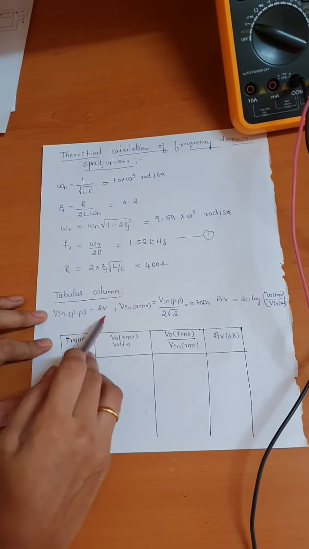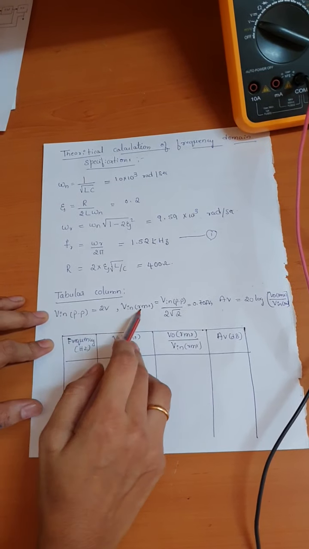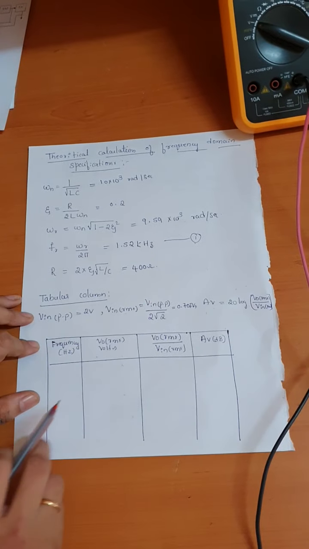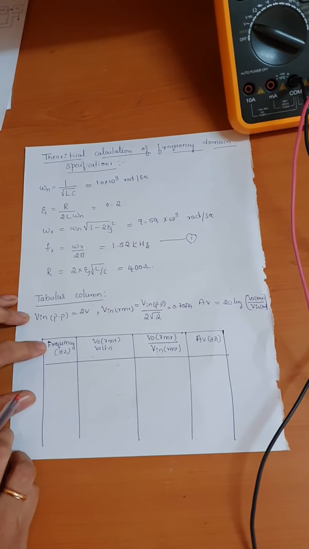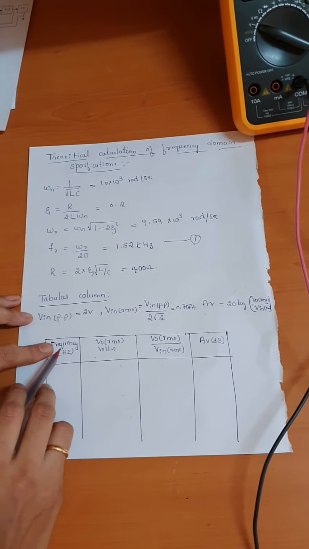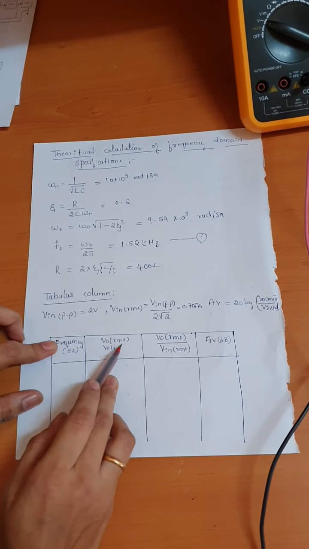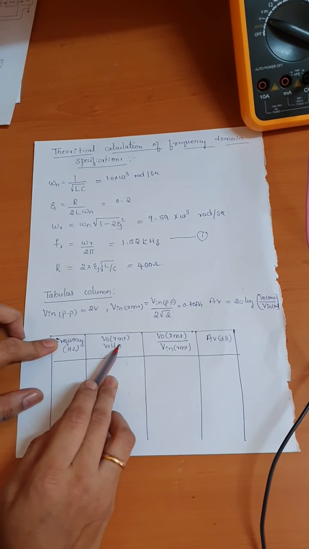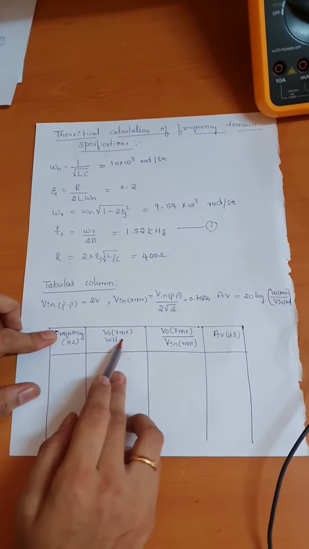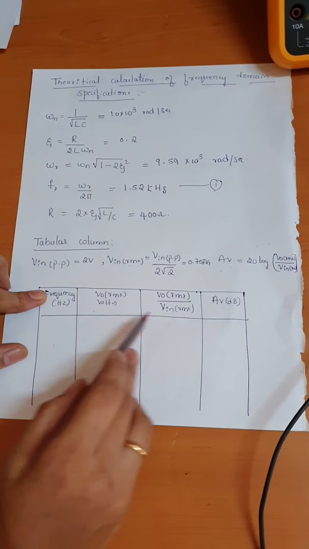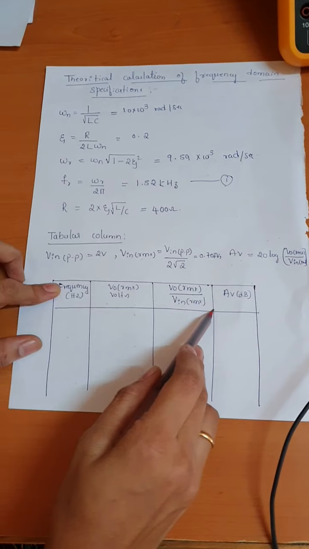The input voltage we have considered is 2 volts RMS, and this is for the gain calculation. Here we have 4 columns. In the first column we will take the frequency, then V0 RMS, which we are going to measure using a multimeter connected in parallel to the capacitor. Only these 2 readings we need to take from the experiment. After that, the other 2 columns will be calculations.